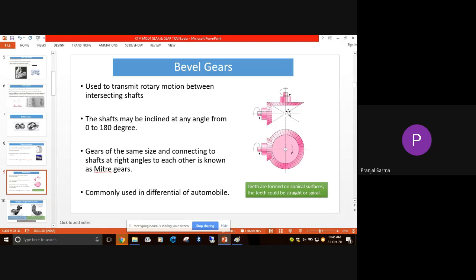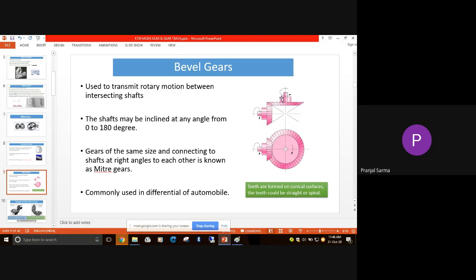Suppose one axis is this, another axis is like this. In that case also we can go for a specially cut bevel gear. So that's possible. But these are the theoretical values only, 0 to 180 degrees, and we don't go for that kind of extreme range, but theoretically it's possible.